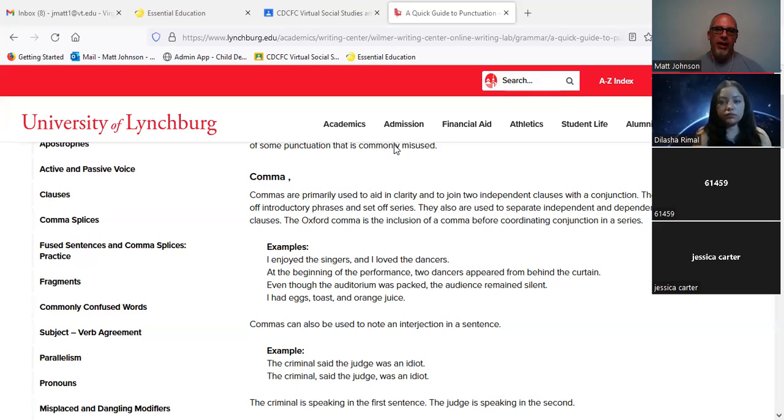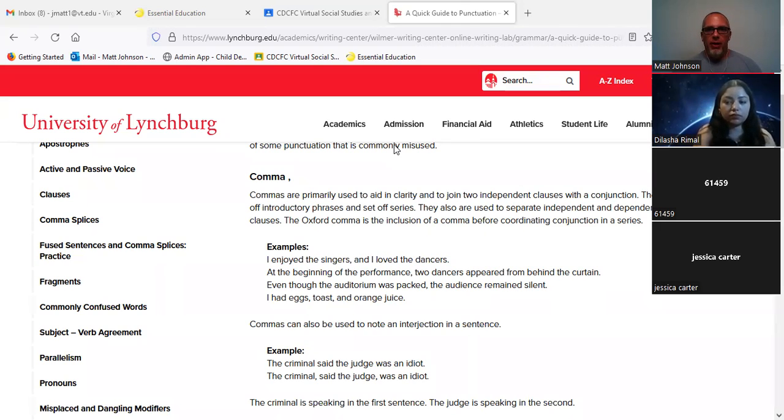The next one, you have a dependent clause. So even though the auditorium was packed, the audience remained silent, right? Even though the auditorium was packed is a dependent clause. It does not stand alone as a sentence. You don't have a subject there. It doesn't make sense alone. The audience remained silent is your independent clause. You don't use a conjunction when combining a dependent clause with an independent clause, only the comma.